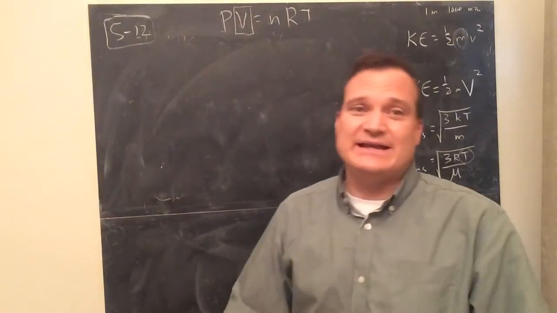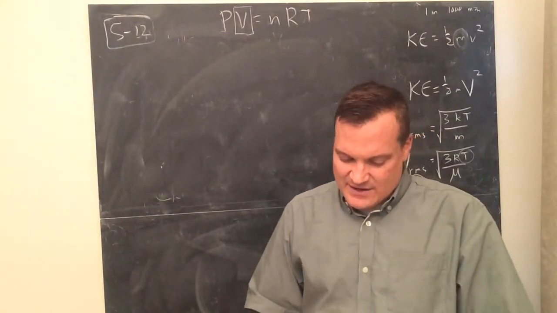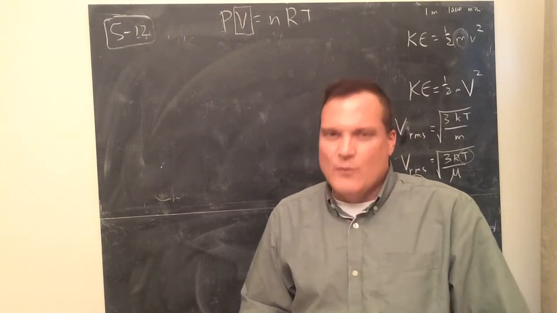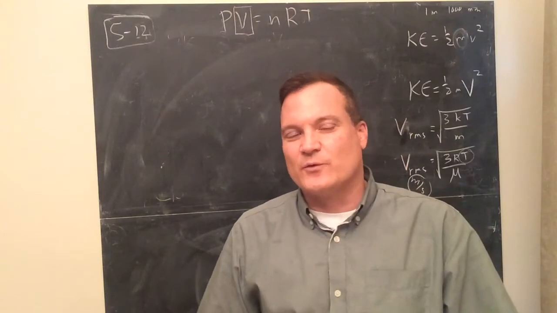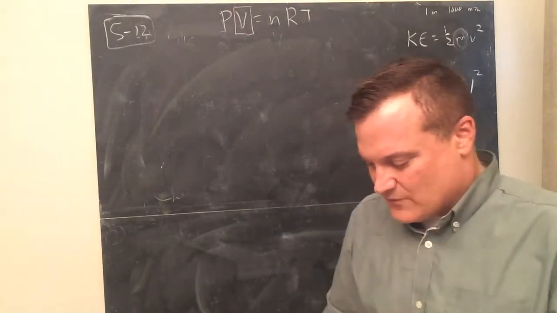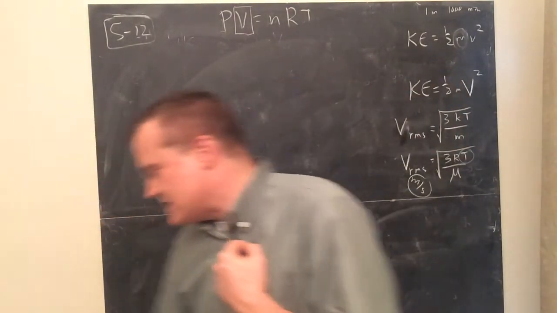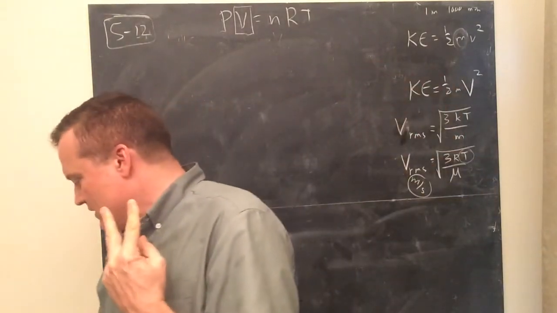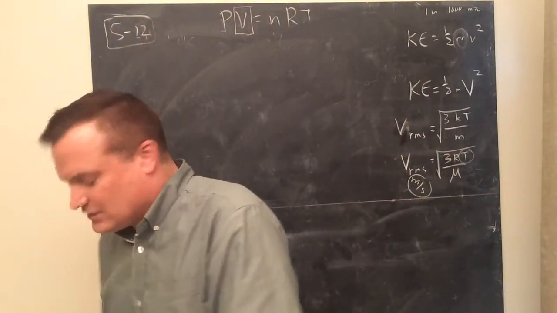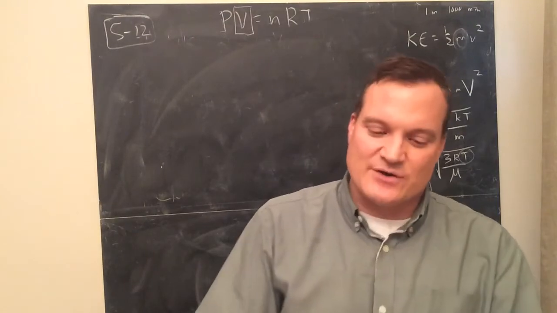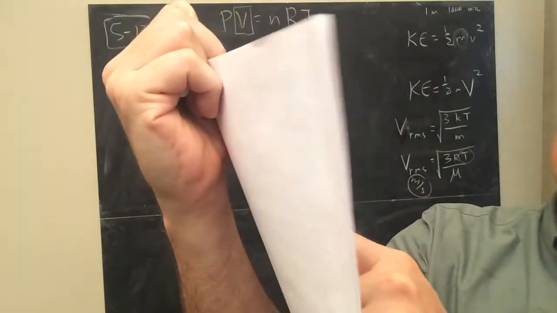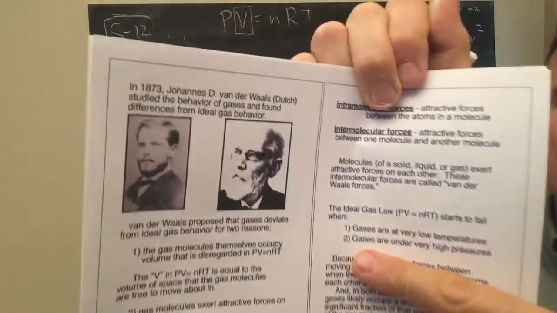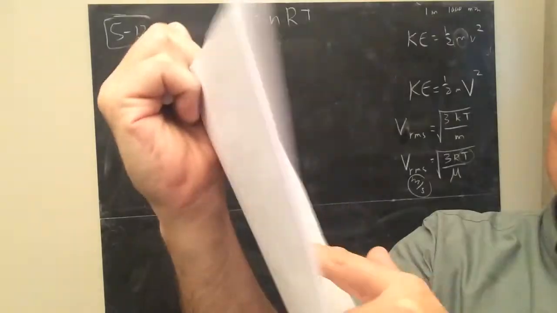But anyway, I'm jumping off track a little bit. So van der Waals studied intermolecular forces, and he also came up with an adjustment to PVRT. How can you make this work for the real life situation? I've kind of already mentioned this, but there are two conditions where PVRT starts to fail, and it's on this page right here. This is kind of the more important thing. It fails when gases are at very low temperatures or when they're under very high pressures.